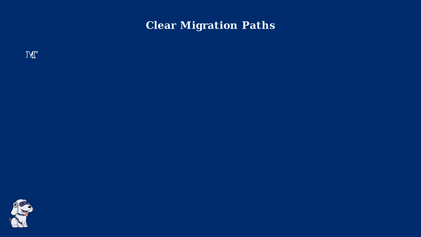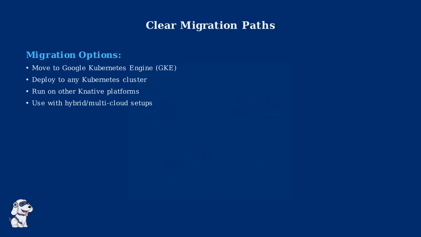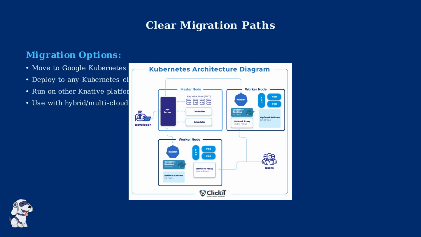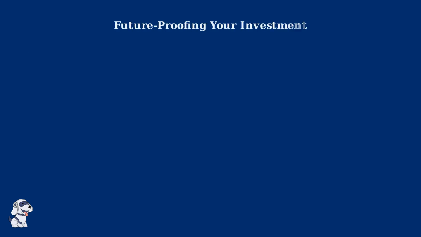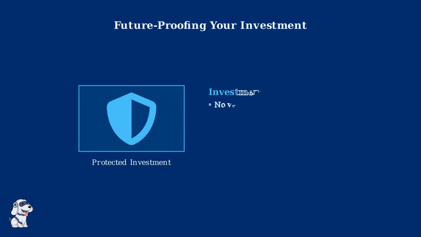This standards compliance provides clear migration paths. You can easily move your Cloud Run applications to Google Kubernetes Engine, other Kubernetes clusters, or any Knative-compatible platform without major code changes. This portability design future-proofs your technology investments.